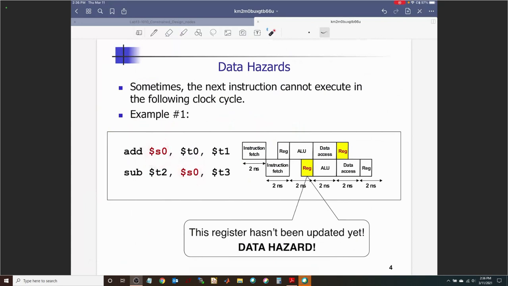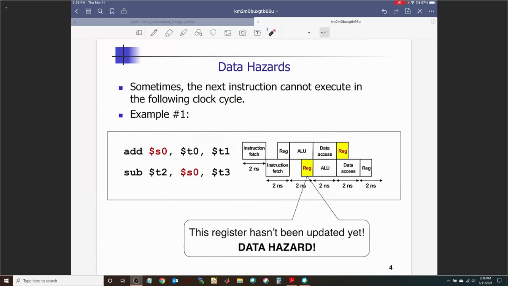And you can see that by looking at the timing waveform here. I'm actually writing to S0 all the way over here. That's when I'm writing to S0, whatever the addition is of the contents of T0 and T1 get added, and then you write it to the destination register, in this case S0. So I'm doing that way over here.